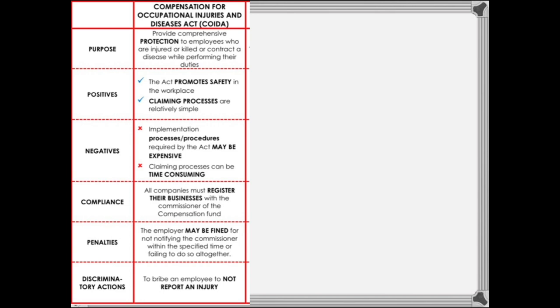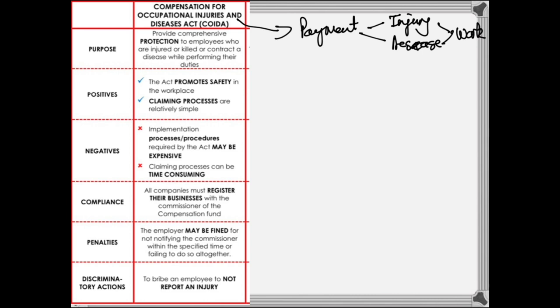Compensation for Occupational Injuries and Diseases. Now this is focusing on payment where there is either an injury or disease because of the work that they did. So therefore, the Compensation for Occupational Injuries and Diseases Act, or COIDA, focuses on the protection of the employees if something should happen, so injured or killed on a contract. So that means work that they are doing. So this act promotes the safety in the workplace, and it also sets a process in place where people can claim, and that claim would then be for the payment according to the act.